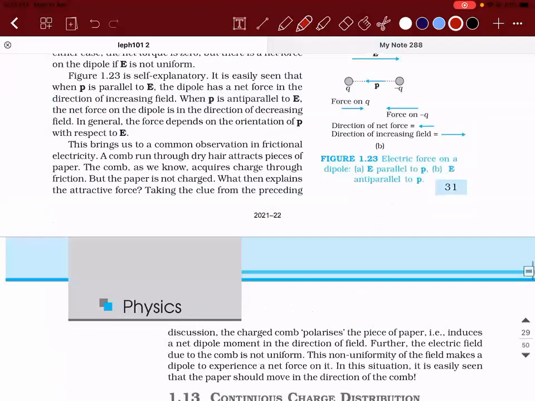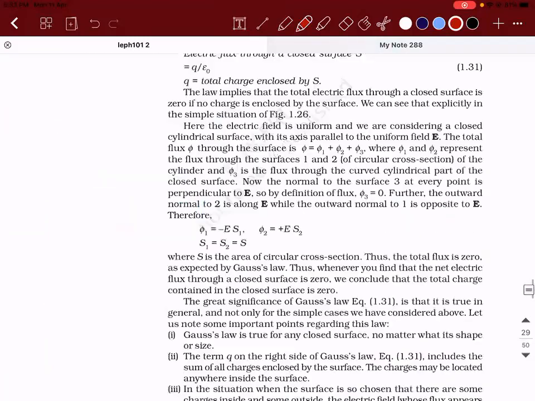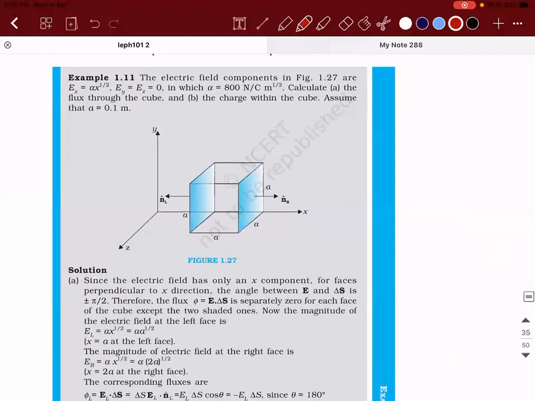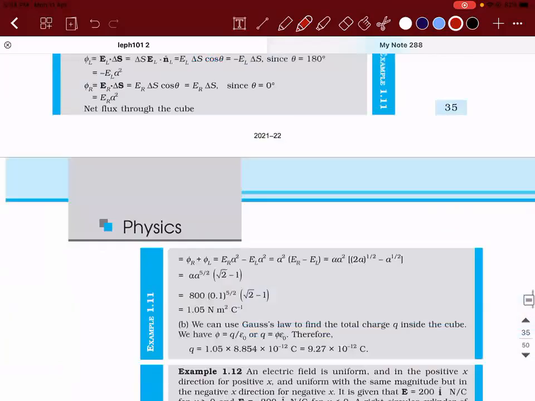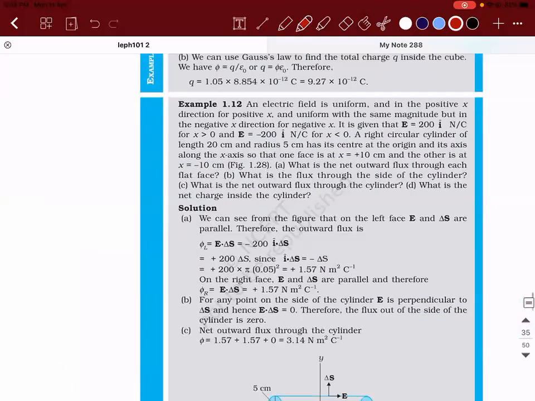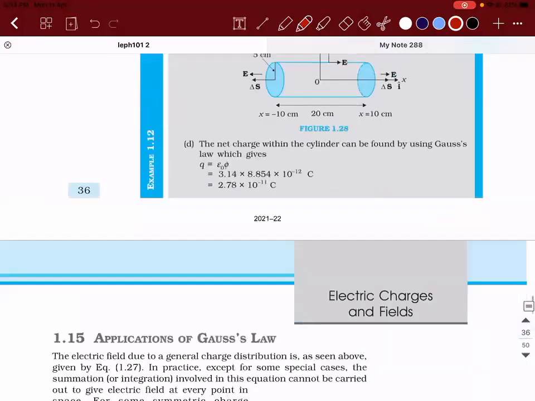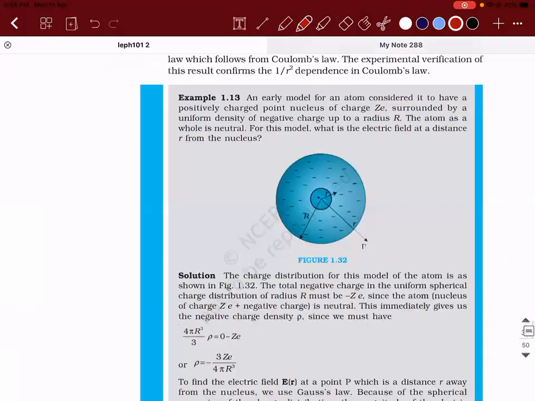Next. So this problem we completed, right? 1.11 we have done. This is done, right? And what about this problem 1.12? This also we have completed. Last class I think we did it, right?